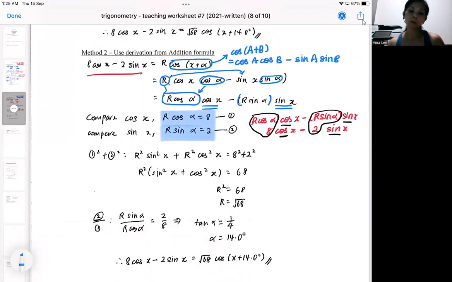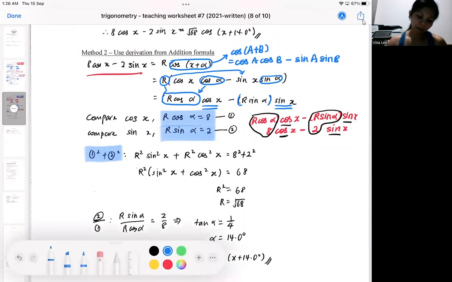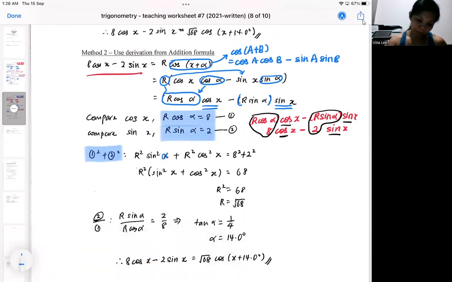Again, I'm making use of the formula sine square plus cosine square. So I'm going to square and add up the two equations. I square and add up the two equations, and I will get, okay, I think I wrote something wrongly. This part should be alpha. From here, I still get the same answer for R. So I get R is root 68.